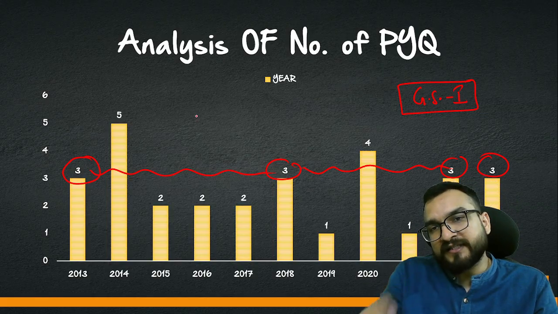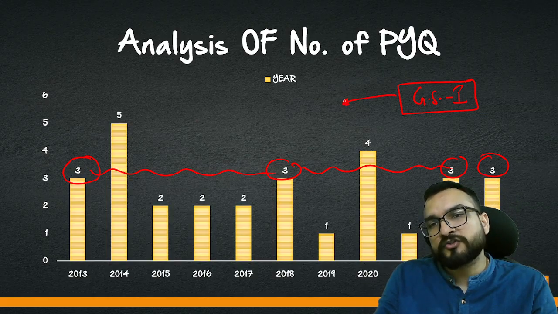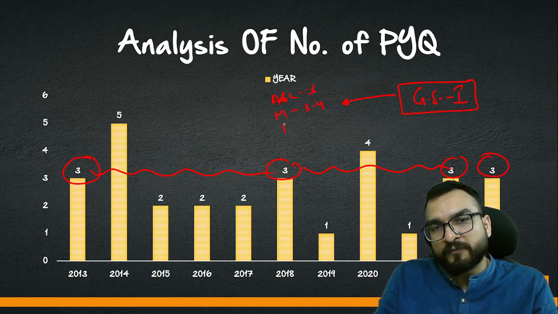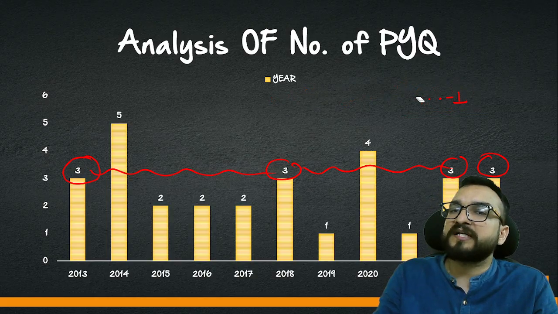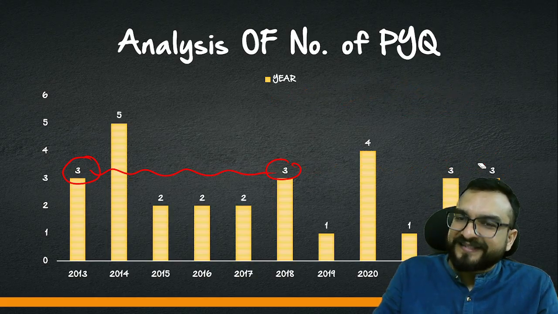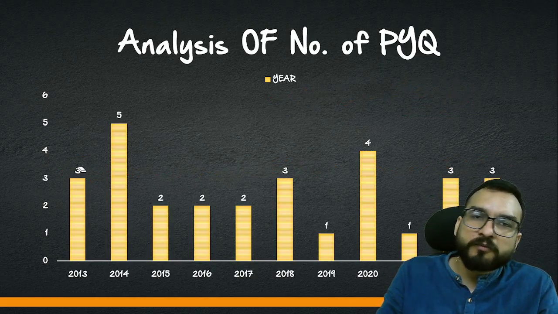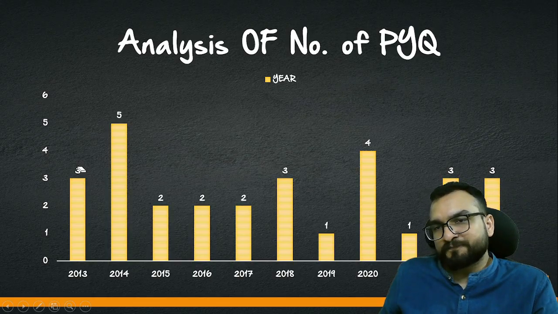If you see that in GS1, the history component covers 8 to 9 questions. How? Art and culture 3 questions, modern history 3 to 4 questions, then post independence 1 to 2 questions, then world history 1 to 2 questions. Overall, you will see there are 7 to 8 questions which are going to come from history, guys, right? In this video, I am specifically focusing upon art and culture, so we will see this.